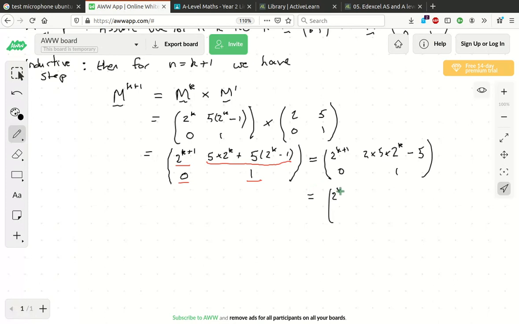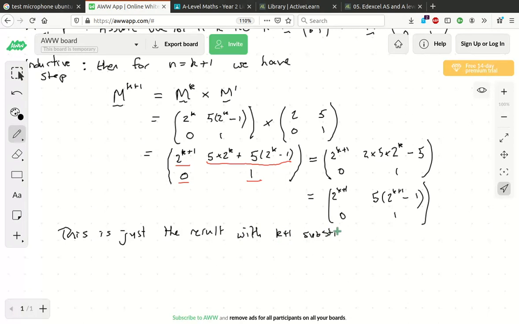Basically, it is the result, because the powers of 2 we can add together, giving me 5 times 2 to the k plus 1 minus 1, just as we were hoping for. And now we just need the inductive remarks. Now they don't really change. We can say, this is just a result with k plus 1 substituted for n. Hence, truth for n equals k implies truth for n equals k plus 1.